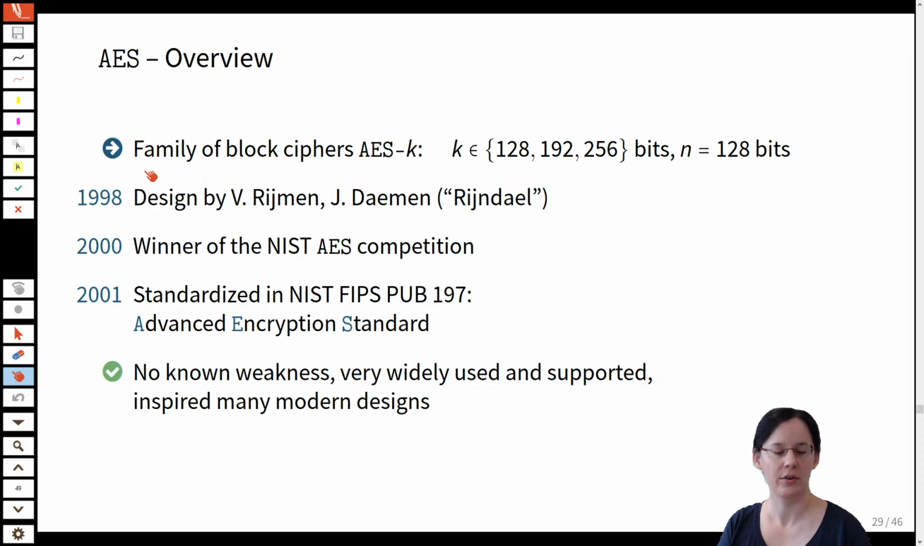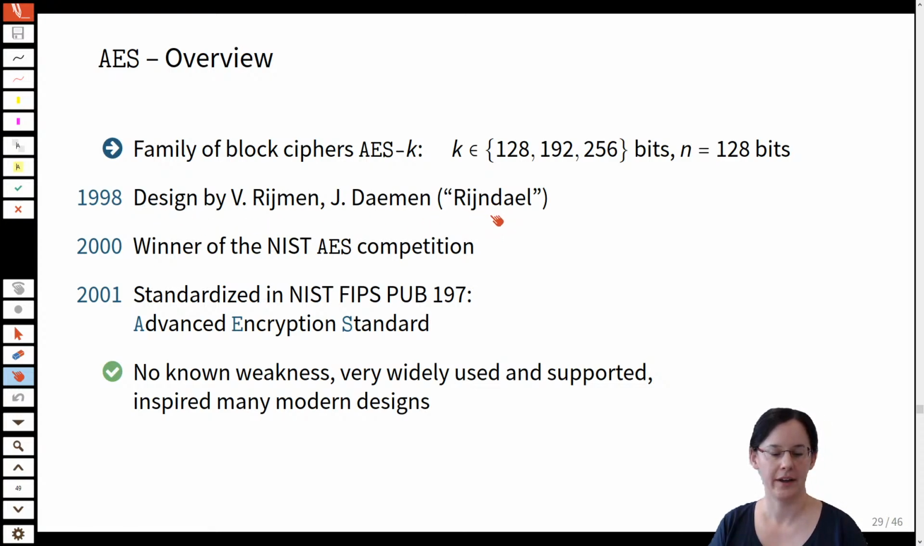This name originally, or the cipher originally had, before it was chosen, a different name. It was named after its designers, Vincent Rijmen and Joan Daemen. So it was called Rijndael originally. And you still sometimes see people refer to the AES by this name.